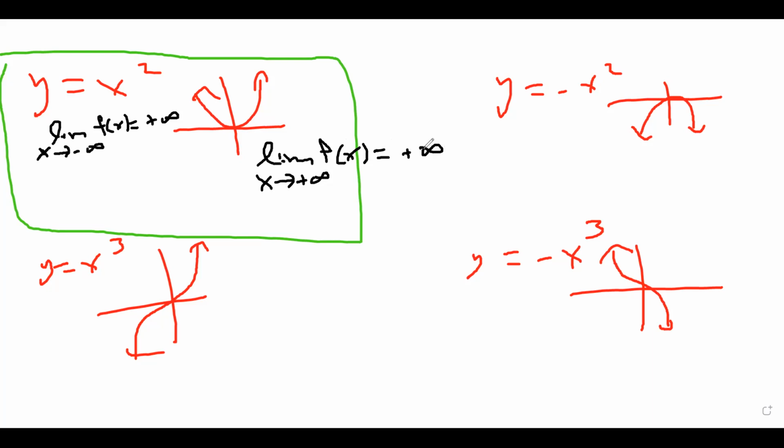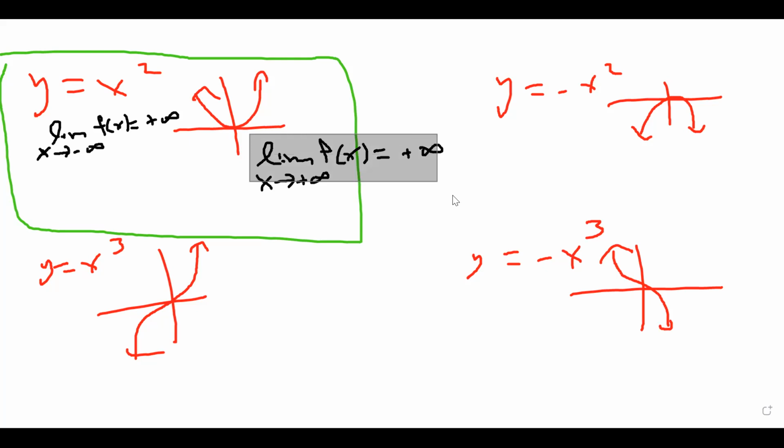Okay, so now let me explain what's happening here. Both arrows are pointing up, right? So when you're going forever to the left, what does y do? It's pointing up. That's what you put, positive. When you're going forever to the right, what is y doing? It's pointing up. That's what you put, positive, as well.